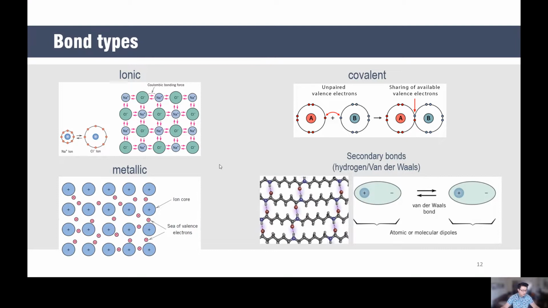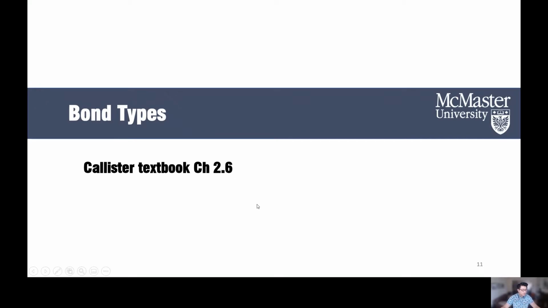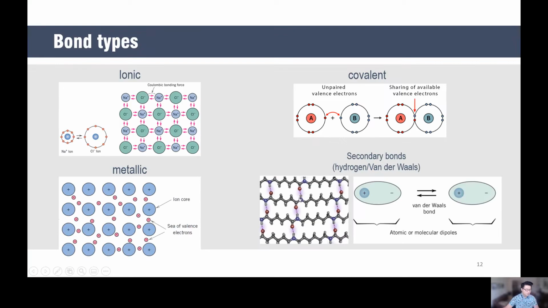And now we're going to be talking about the bond type of a crystal and how they differ from one material to another. So if you want more detail, do check it out in the textbook chapter 2.6. Okay, so in your high school chemistry class, you may have learned that there are four fundamental types of bonds. There's ionic, covalent, metallic, and secondary bonds such as hydrogen and van der Waals.